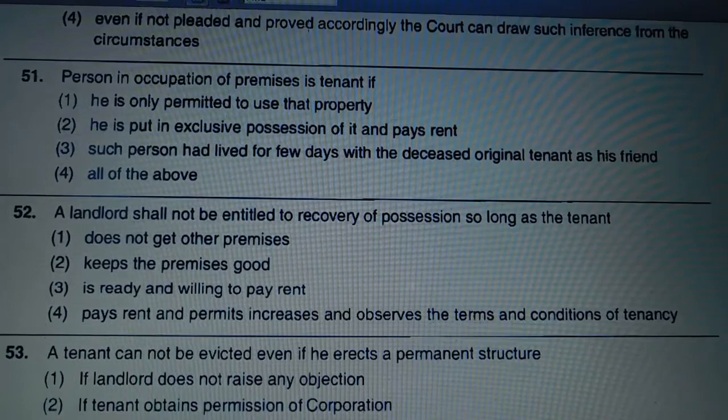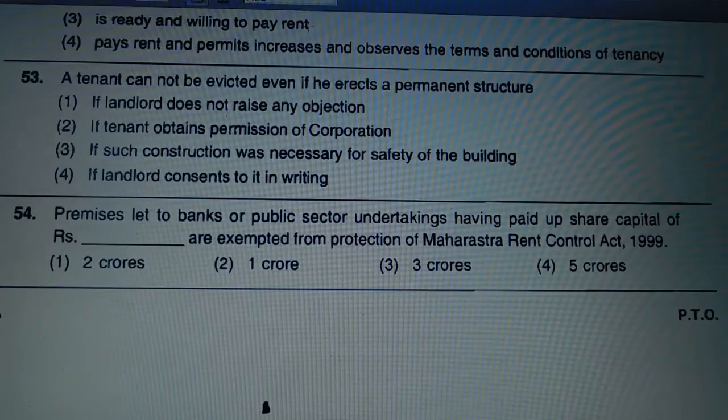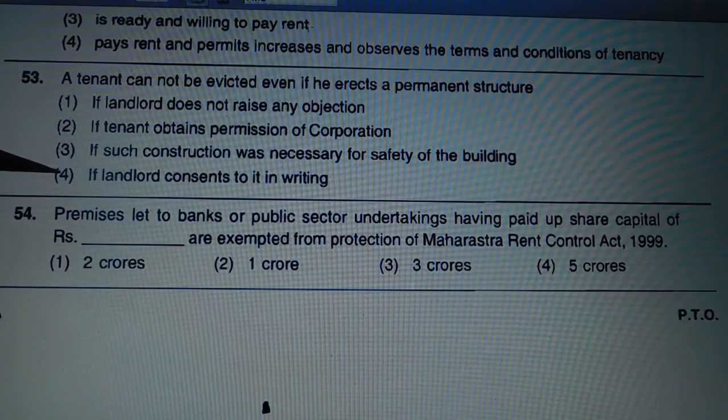Question number 52. A landlord shall not be entitled to recovery of possession so long as the tenant, the answer is pays rent and permits increases and observes the terms and conditions of the tenancy. Question number 53. A tenant cannot be evicted even if he erects a permanent structure. The answer is if landlord consents to it in writing.